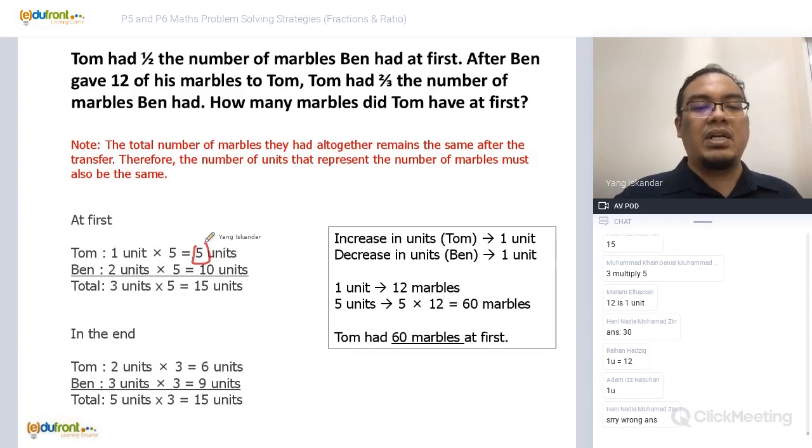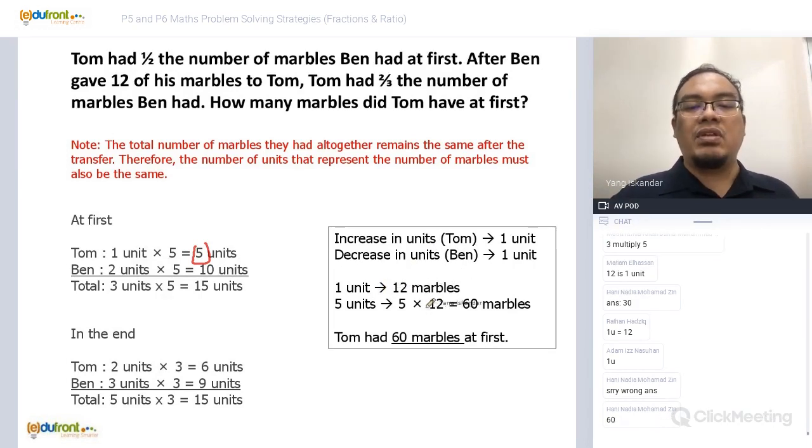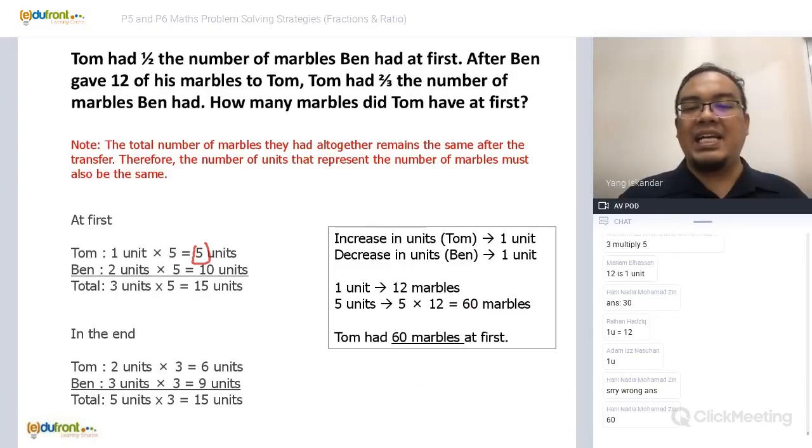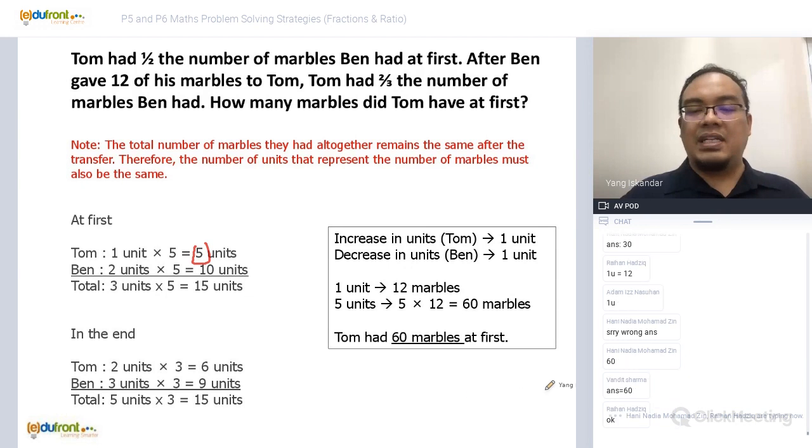Remember to use this. Don't use this one. Don't use 1, because we need to use the ratio after we change. Okay, so since 1 unit is 12 marbles, 5 units for Tom, 5 multiplied by 12, you get 60 marbles. Okay, you get 60 as the answer. All okay, class? Okay, well done.